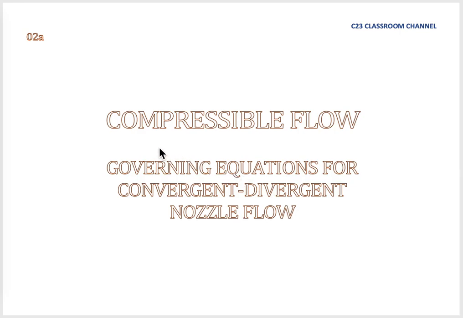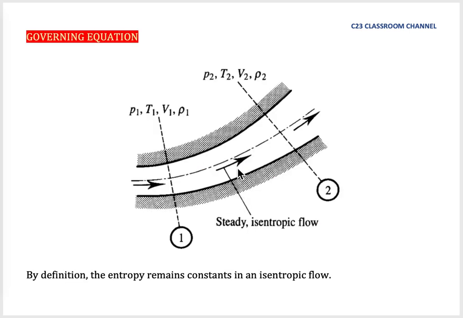This is notes for compressible flow, and in this lesson we are going to cover the governing equations for convergent-divergent nozzle flow. So let's say we have a nozzle with a small cross-section area here, and then it becomes a little bit larger at the end, with a bigger cross-section area. We call this point number 1, and this one point number 2.